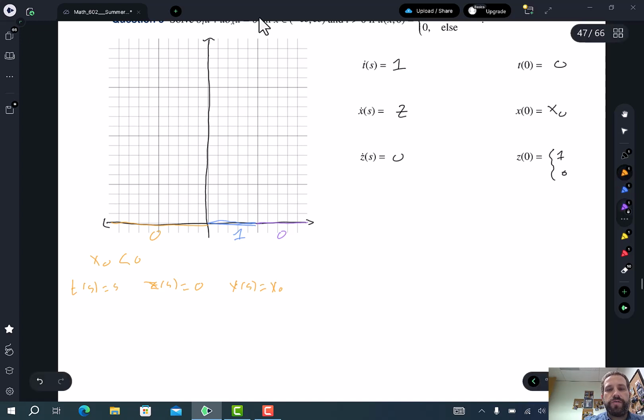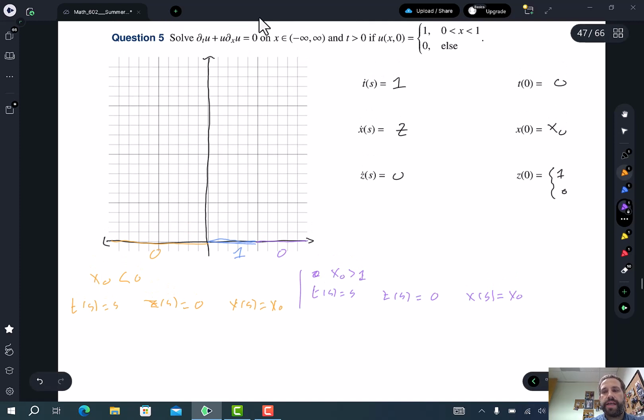Okay, now I'm actually going to do the purple part next. This is going to be when x naught is greater than 1. This is going to be similar to what we did for the orange part. We're going to have t of s is equal to s, z of s is equal to 0, and x of s is equal to x naught.